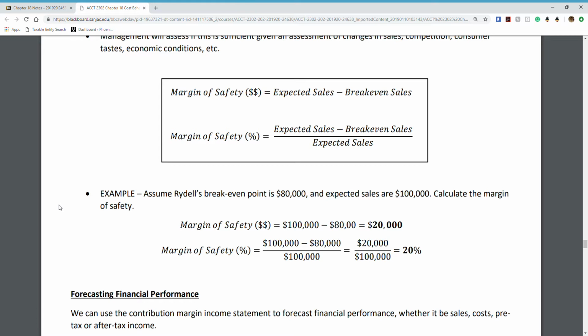So, with Rydell, we found the break-even point is 80 grand. Suppose that they're expecting to have 100K. Well, the margin of safety in dollars is 100,000 minus 80,000, which is 20K. The margin of safety percentage is about 20%. Not too bad. So we have 20% of legroom to work with before we hit break even and make a loss.